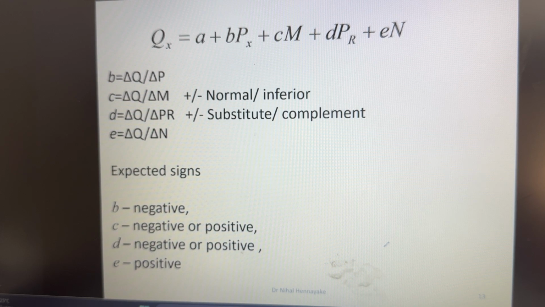So the last one here, we are expecting the positive sign because if the population increases, we can guess that demand is also going up.